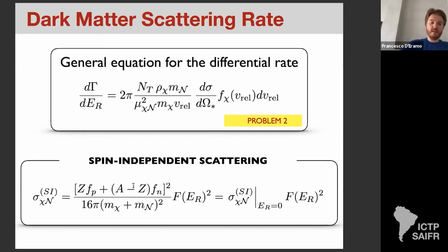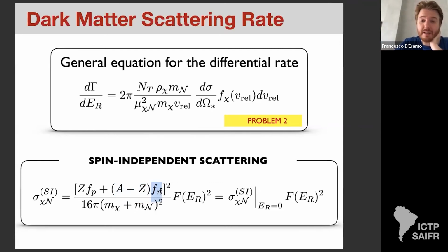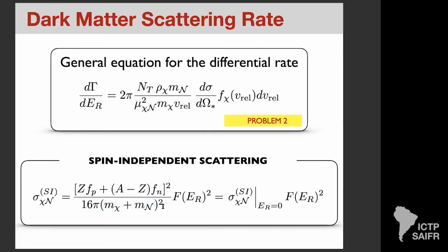And so you see here that in the amplitude, you have Z, the number of protons, times a parameter f_p, the amplitude for the interaction with the proton, and then A minus Z, which is the number of neutrons. A is the mass number, the total number of nucleons. A minus Z is the number of neutrons. And f_n is the amplitude for the scattering with a neutron, up to kinematical factors.